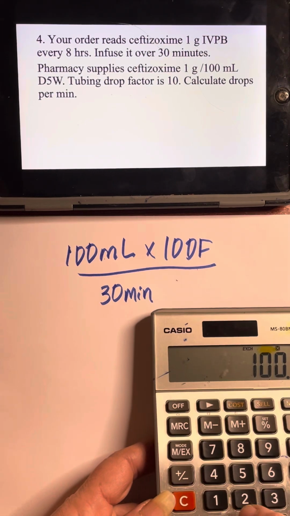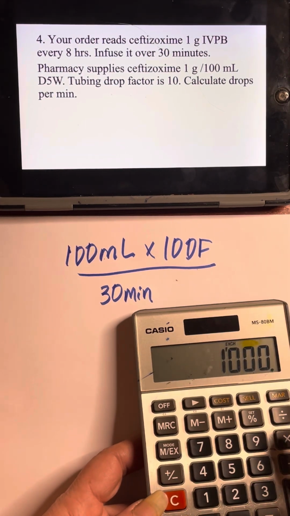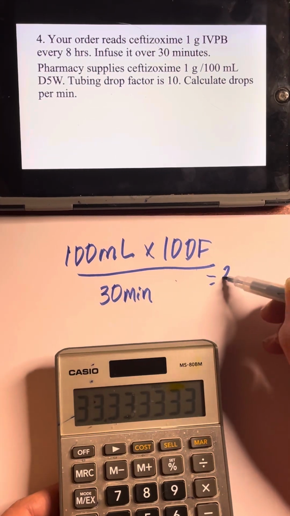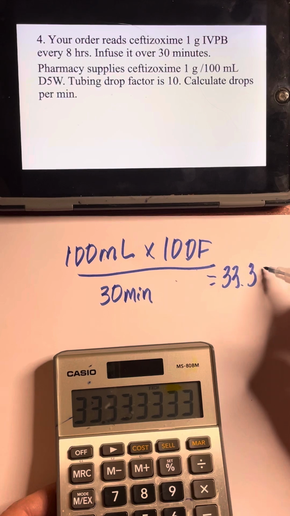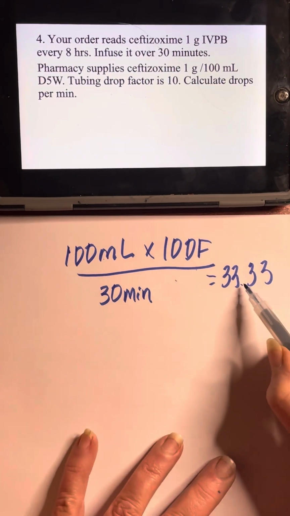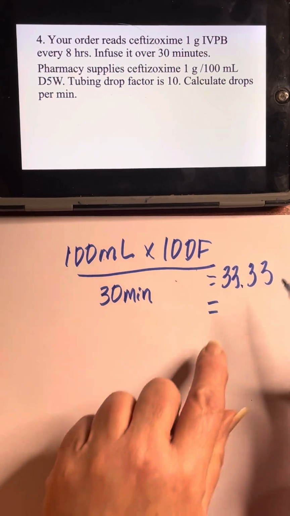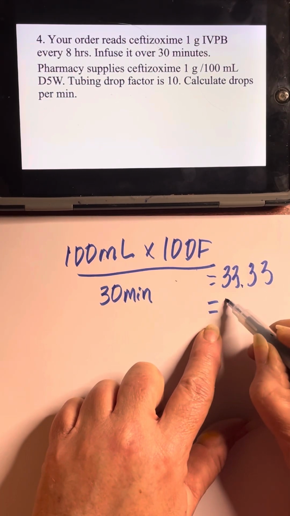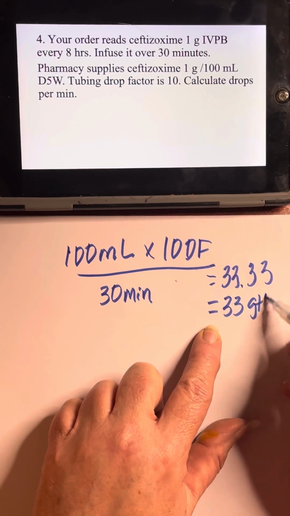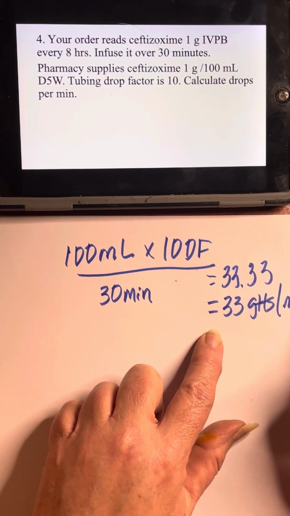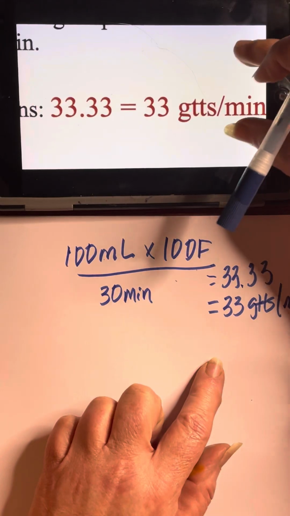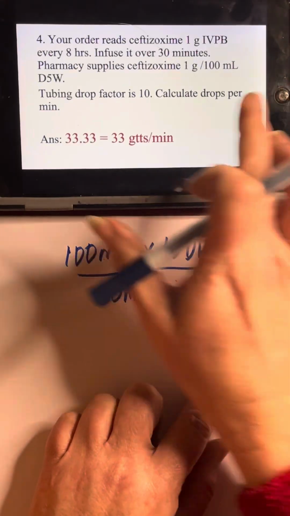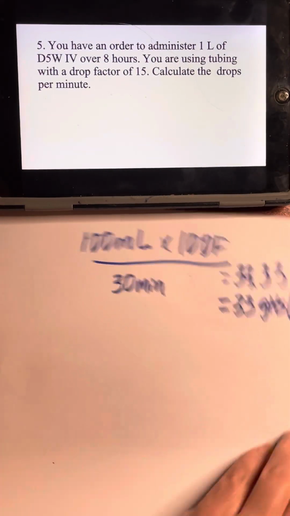100 times 10 equals, divided by 30 equals 33.33. I know everybody hates decimals, but on drop factors you can rest easy, because that's going to be 33 drops per minute. You can't give 0.33 of a drop. You know what we did? Right here in front of everybody, we saved another one.